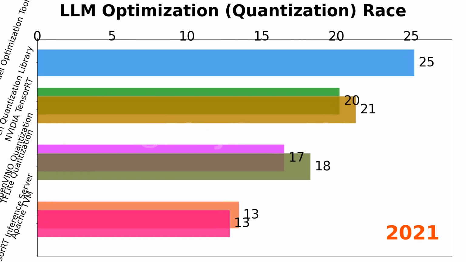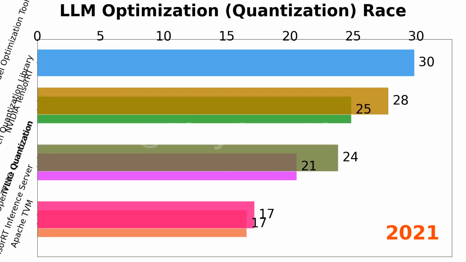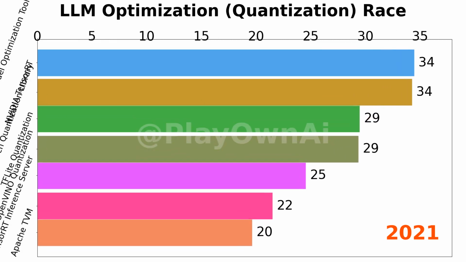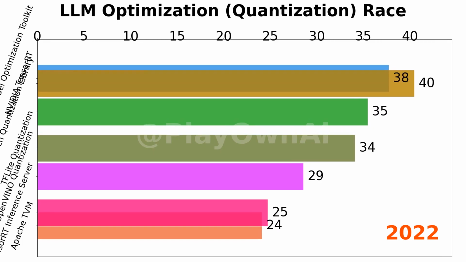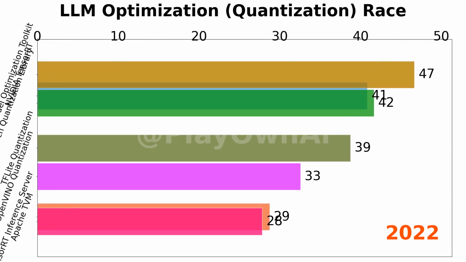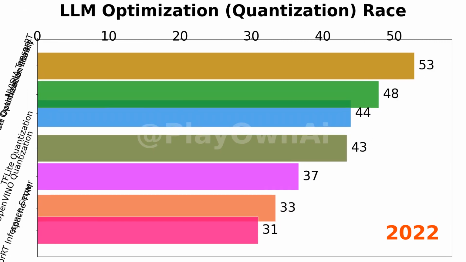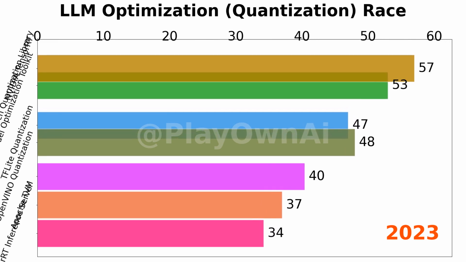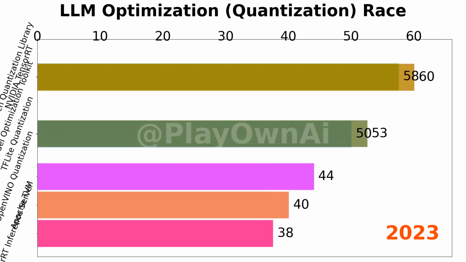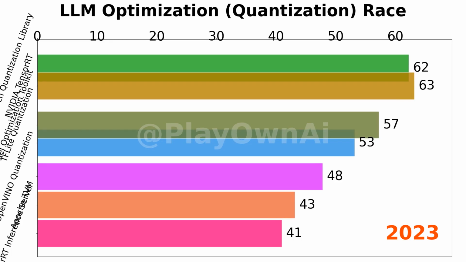Year by year. 2020. TensorFlow Model Optimization Toolkit leads with 10 points. The market is forming. 2021. TensorFlow Model Optimization Toolkit leads with 20 points. The market is forming. 2022. TensorFlow Model Optimization Toolkit leads with 35 points.